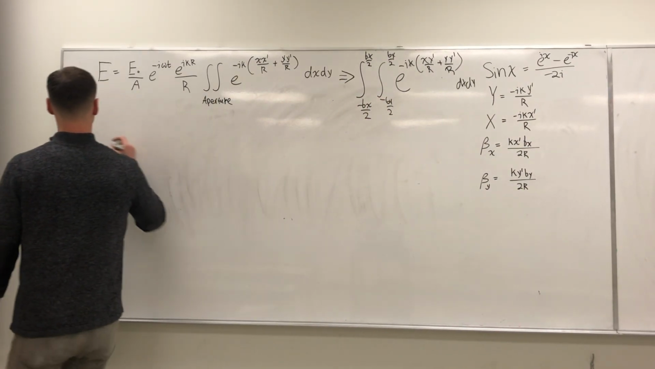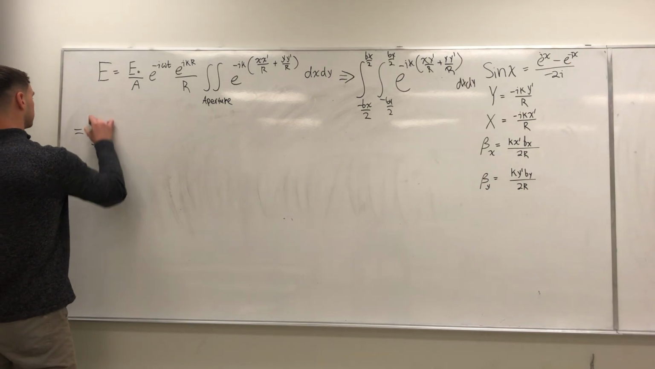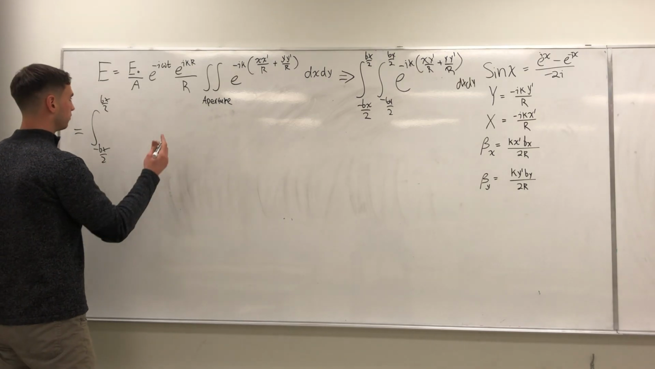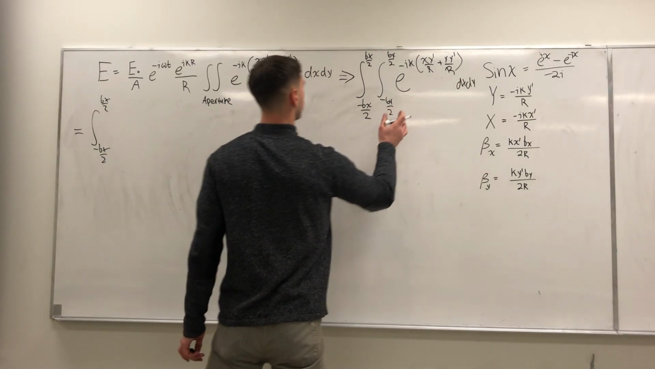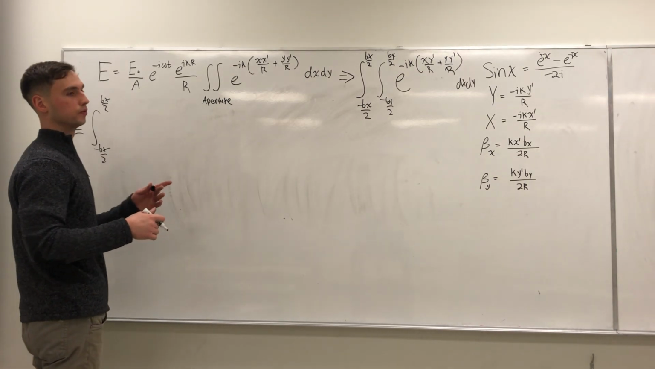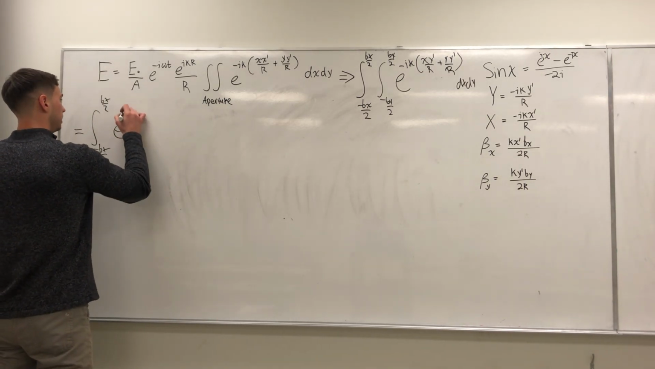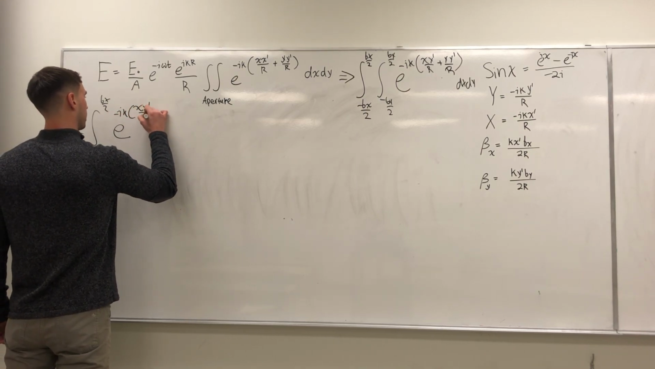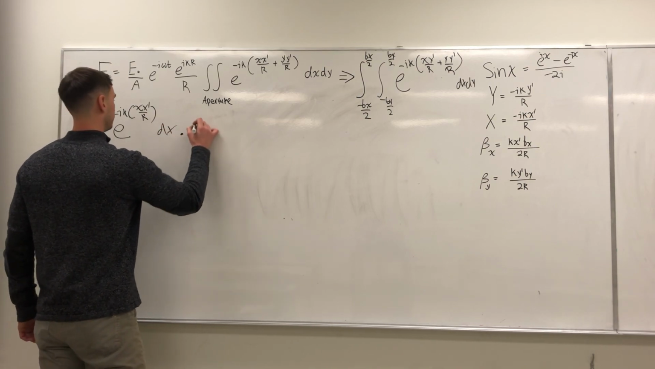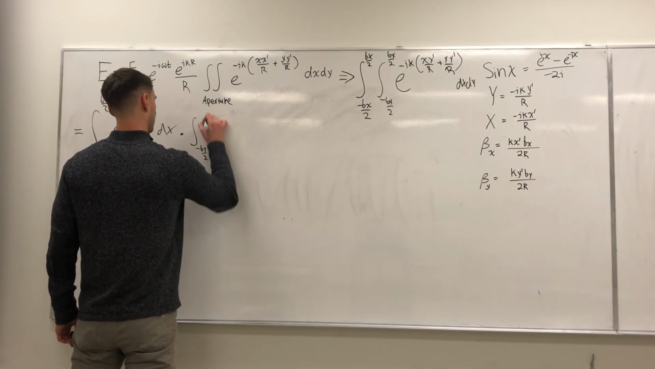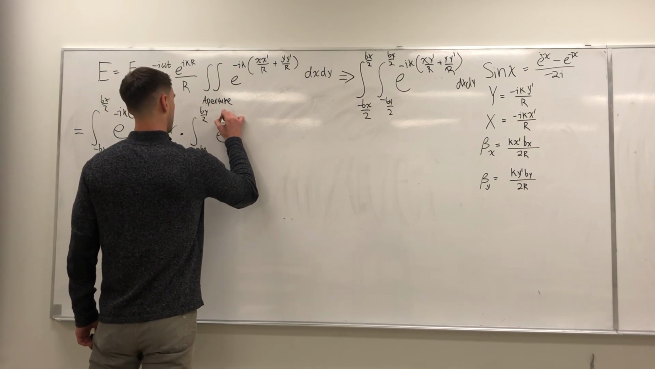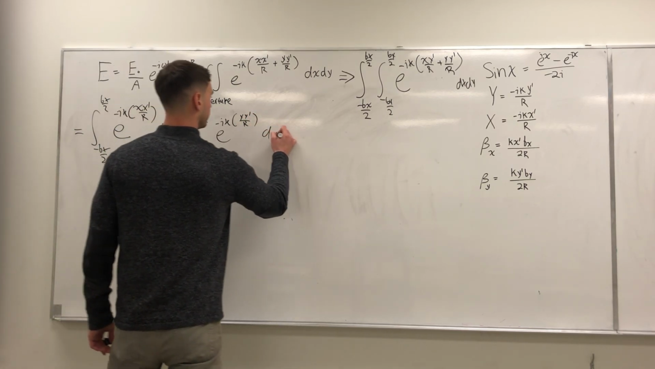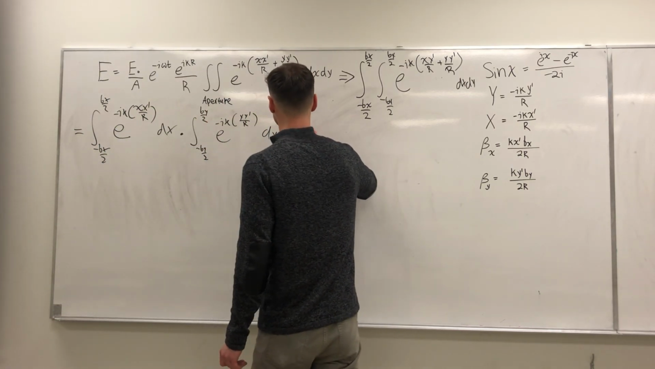Okay, so from here, you can split the integrals. From calculus, we take only the x components and the y components, and we split it into a product of two integrals. Integral from negative bx over 2 to bx over 2 of e to the negative ik x x prime over r dx, multiplied by the integral from negative by over 2 to by over 2 of e to the minus ik y y prime over r dy. Don't forget the dy, or you lose marks.